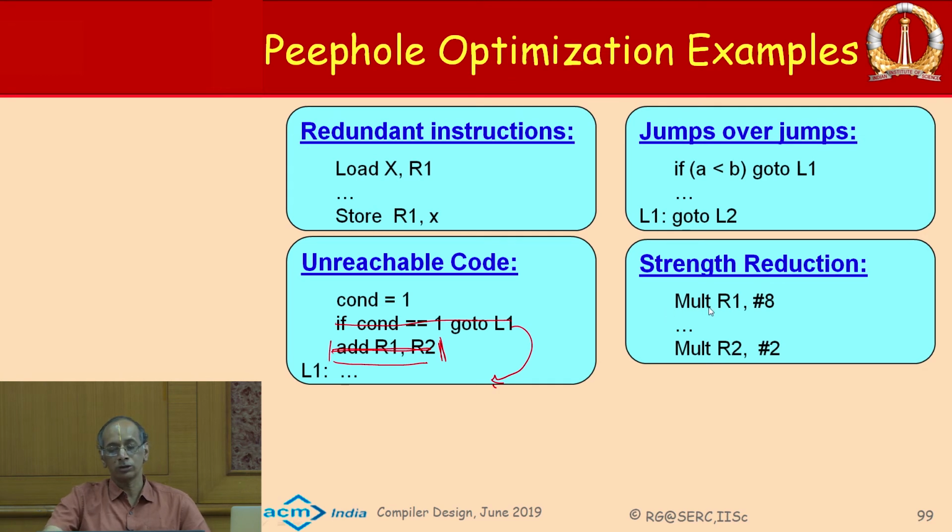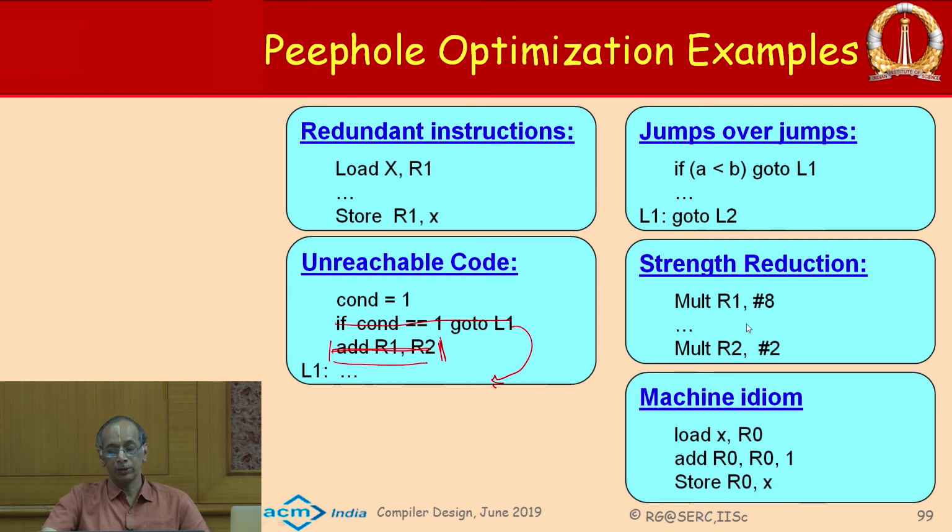So, whenever you have a multiplication by a number which is 2 power k, you can replace it by a shift operation. Similarly, a power operation can be handled too. I mean, power will not happen at the machine code level, but similar things to what you have seen in strength reduction.